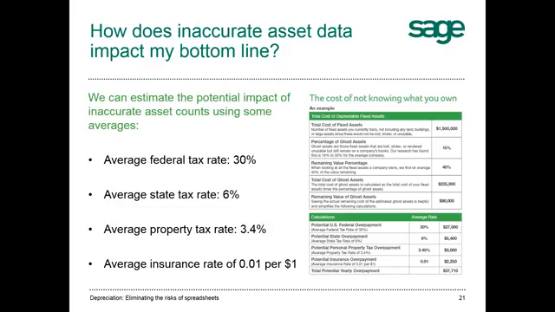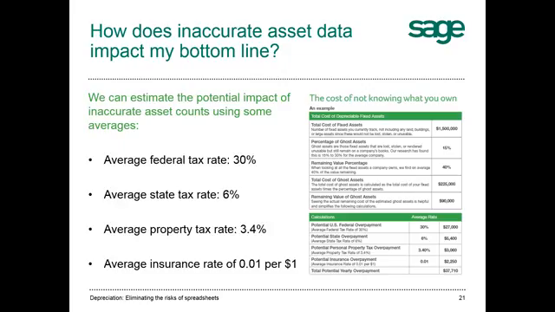Using that, we can then calculate a potential federal and state tax overpayment based on those ghost assets totaling $32,400. We can also calculate a potential personal property tax overpayment and insurance overpayment totaling an additional $5,310. The total potential overpayment due to bad asset data in this example is $37,710. And that's with a ghost asset percentage of 15%.